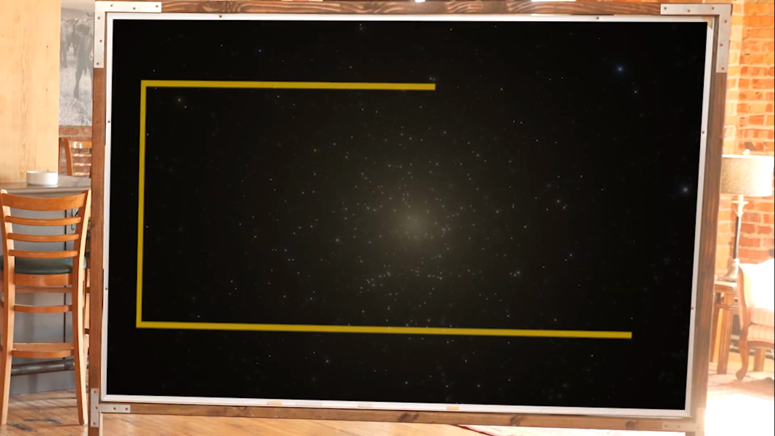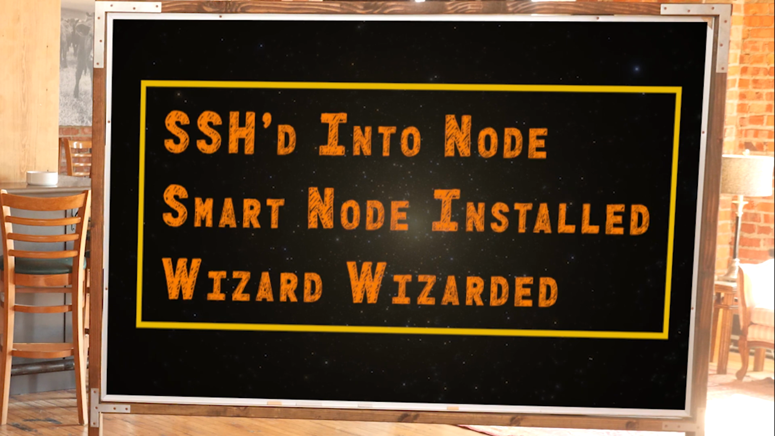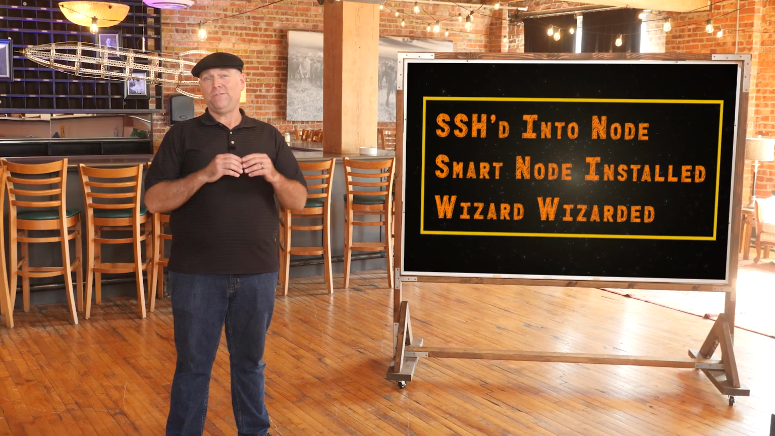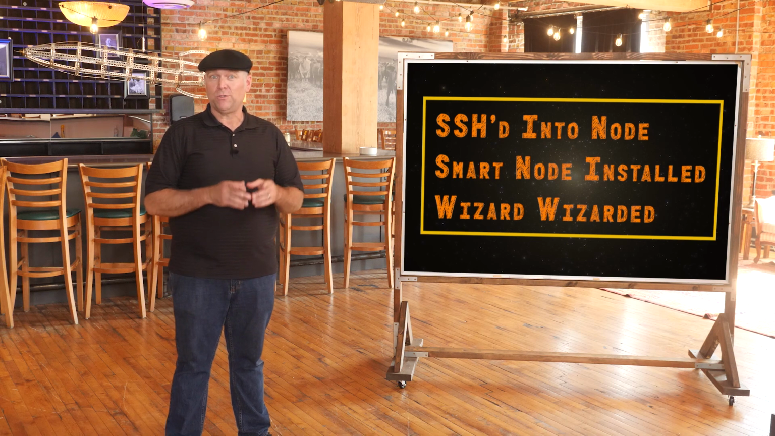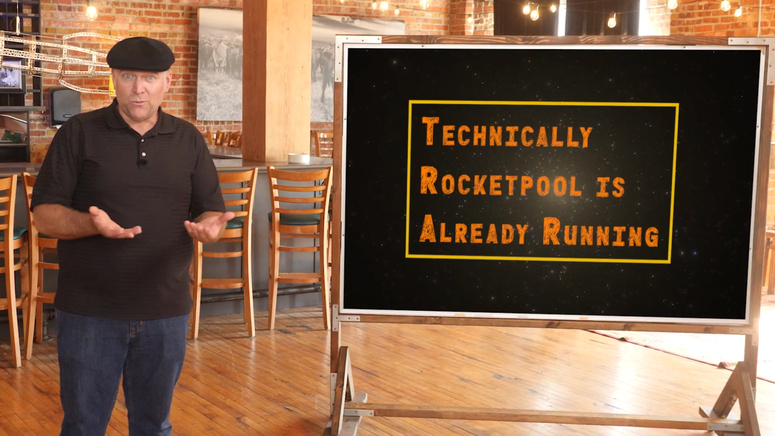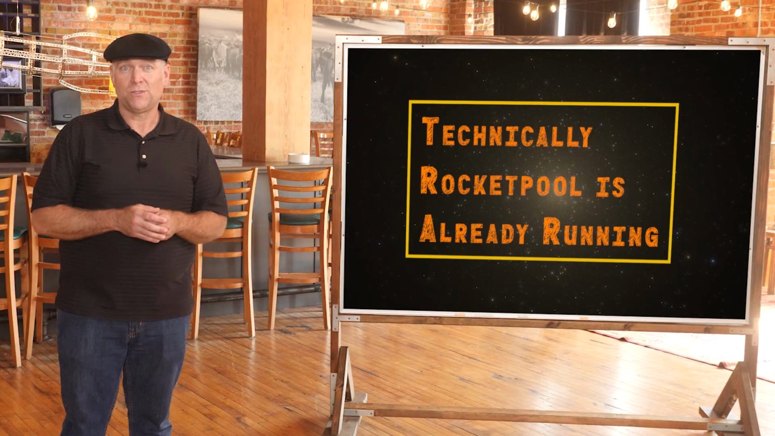The assumptions in this video are that you're SSH'd into your node. The Rocket Pool Smart Node is installed and the wizard has been wizarded. Now we're going to review Rocket Pool commands which will enable us to start and stop the service. The Rocket Pool service should already be running due to the configuration wizard settings that we chose.